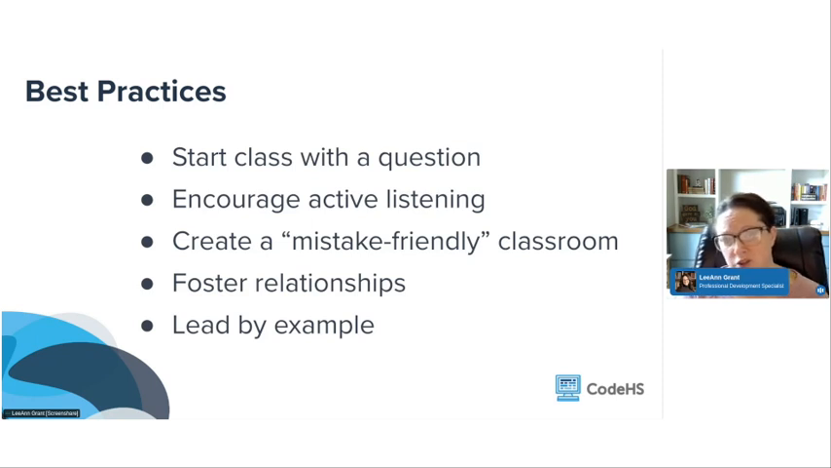We're also fostering relationships during this part. If we're doing an icebreaker activity or a small group discussion, we're actually creating opportunities for students to get to know each other in the process. And lead by example. You really need to model good discussion habits yourself. Use open-ended questions, make eye contact, and encourage all students to participate in our conversations.